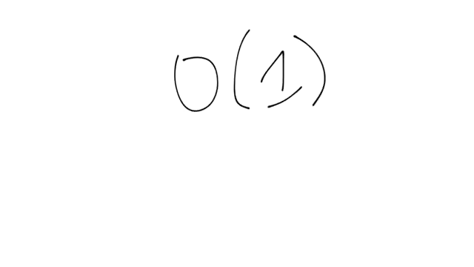This certainly doesn't have to mean that your code runs in one step, but no matter how many steps it is, if it doesn't change with the size of the inputs, it's still asymptotically constant, which we represent as big O of 1. As you can probably guess, there are many different big O runtimes to measure algorithms with.